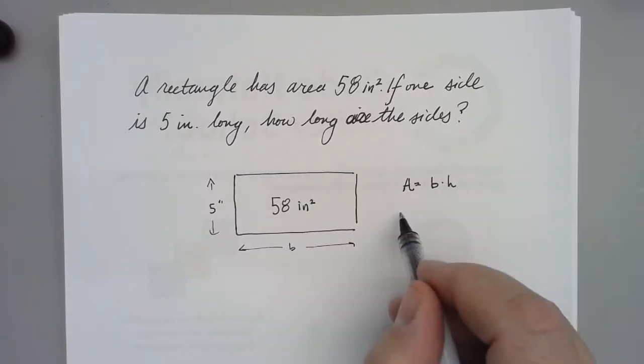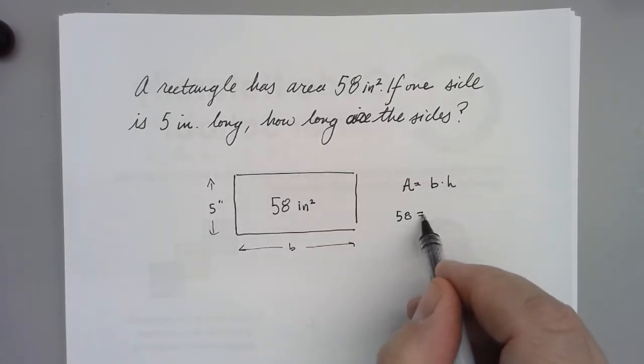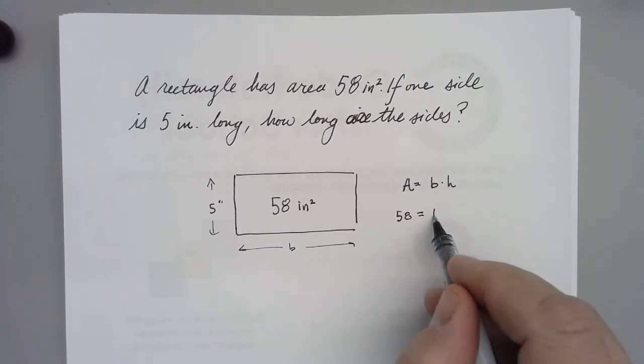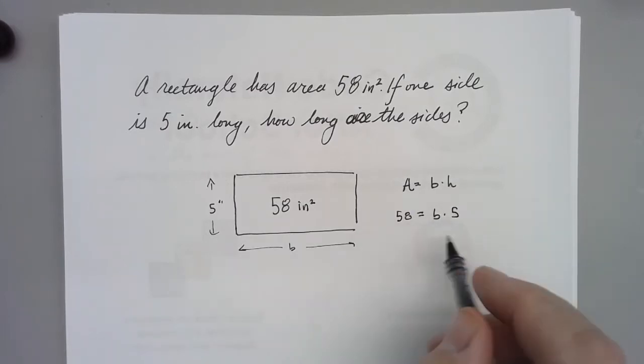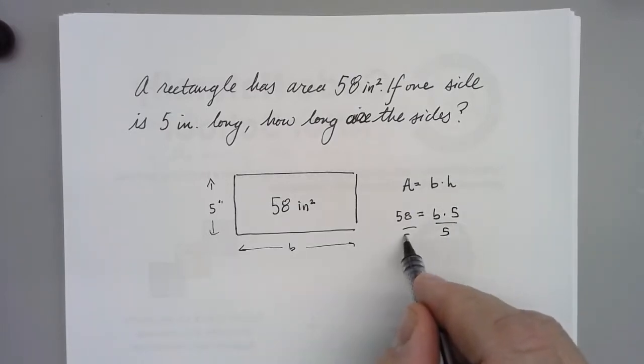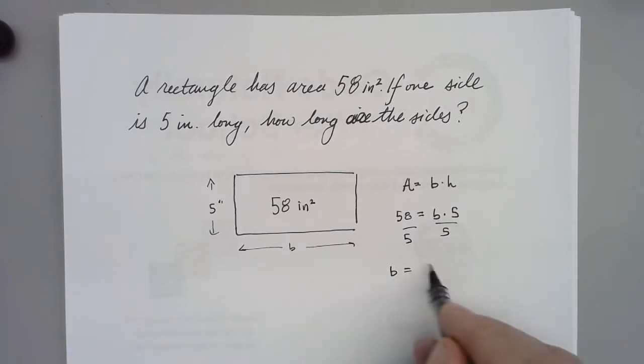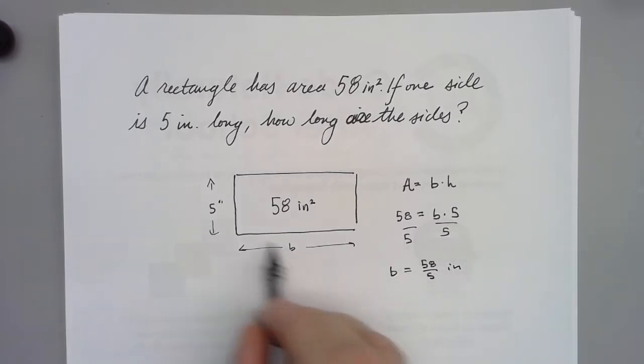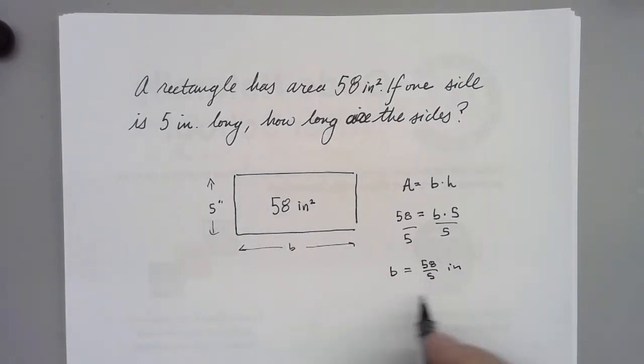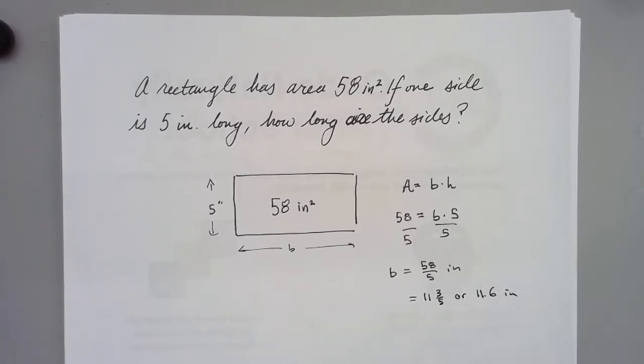I know the area is 58. The base is unknown. The height is 5. So I divide both sides by 5, and that's the answer. 58 divided by 5. And this would be inches. This would have to be inches, so we get square inches here. And if you don't like writing 58 over 5, if this bothers you somehow, it's 11 3/5 or 11.6 inches.